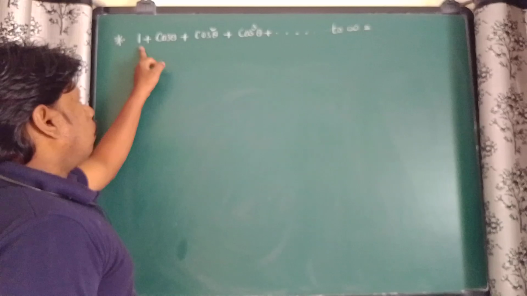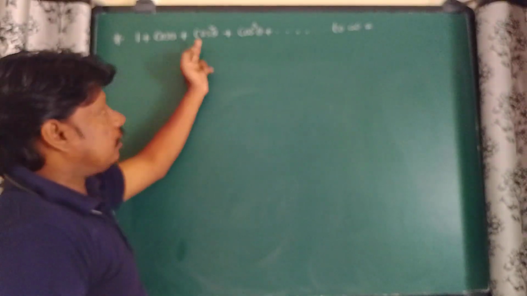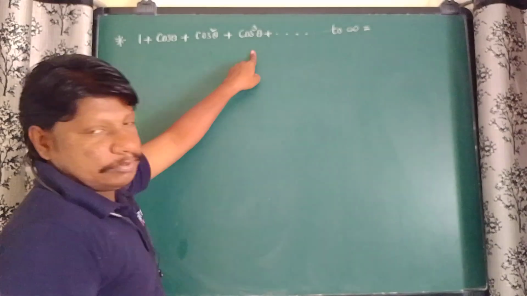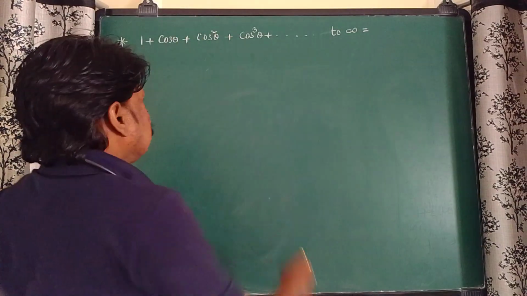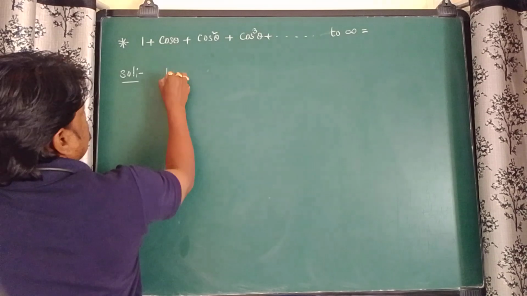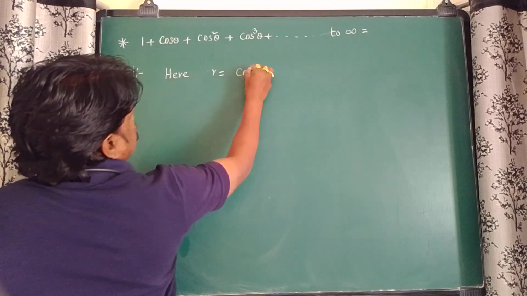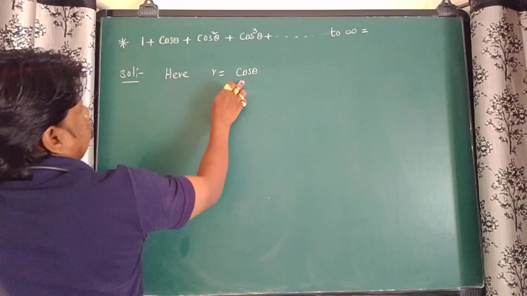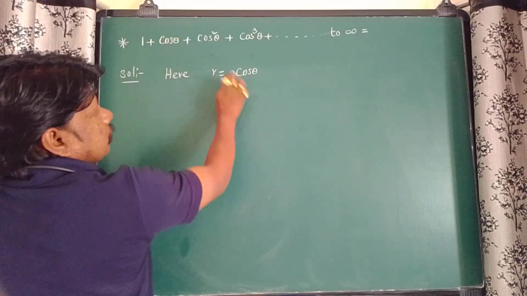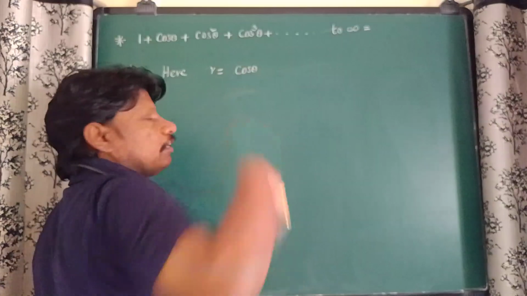See here, 1 into cos theta is cos theta, into cos theta is cos square theta, into cos theta is cos cube theta. Here the common ratio is cos theta. Here r equals cos theta. Multiplying each term by cos theta gives the next one, so the multiple is cos theta.